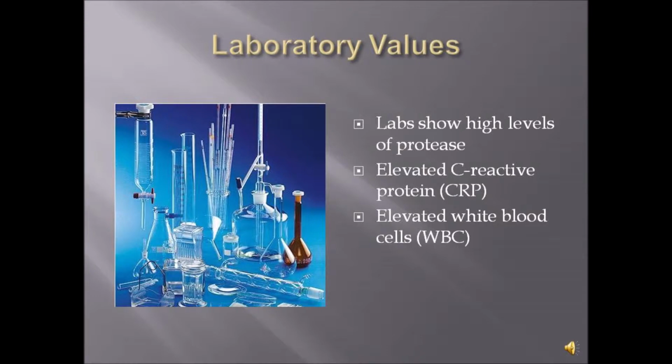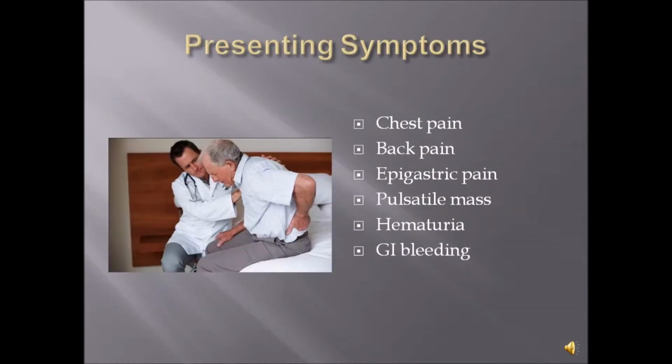His lab values showed high levels of protease, an elevated C-reactive protein, and elevated white blood cells. These values are all indicative of a weakening of the aortic wall. The symptoms that this patient had were back pain and epigastric pain. However, other symptoms can be chest pain, pulsatile mass, hematuria, and gastrointestinal bleeding.